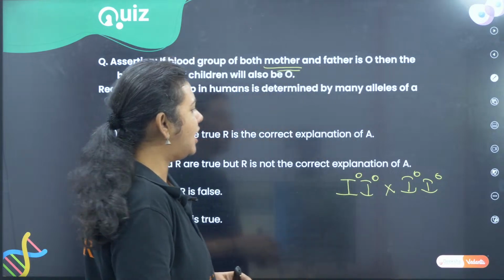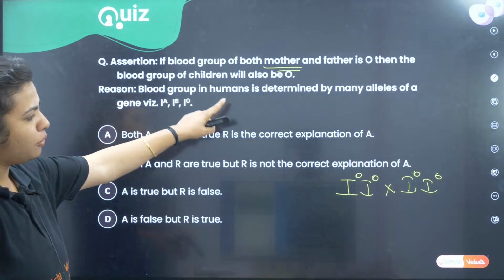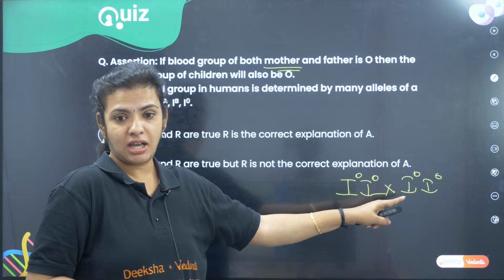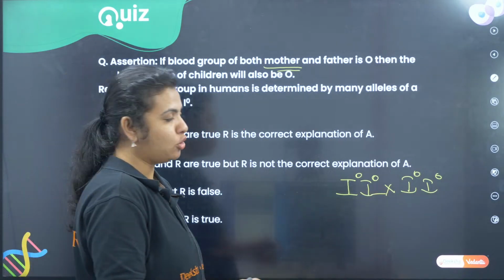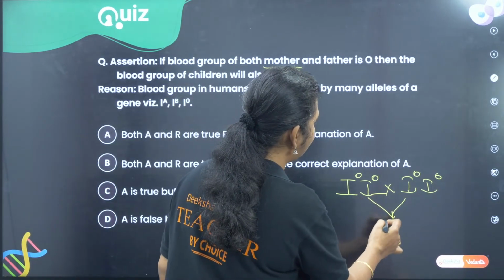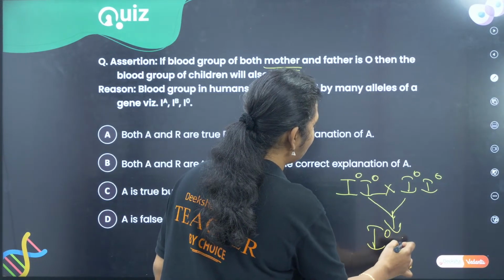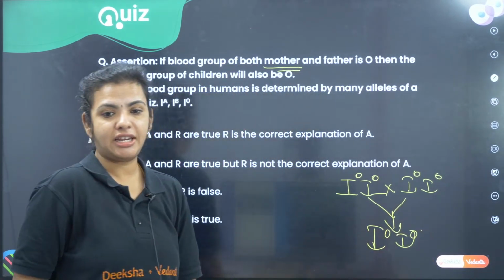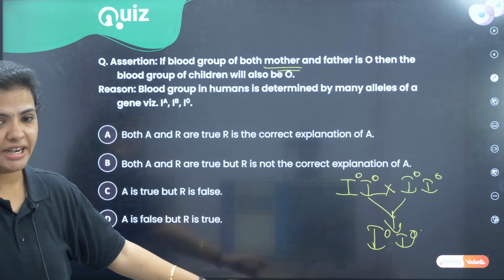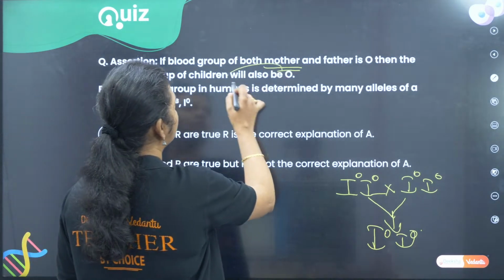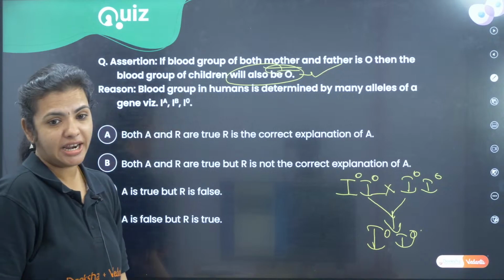Okay, so let's see what the answer is. So blood grouping, both mother and father are having IO, IO. Yes, Purvika says B. So definitely the offspring is going to have IO, IO. Correct? Yes. So this child is definitely having blood group O, which is correct.